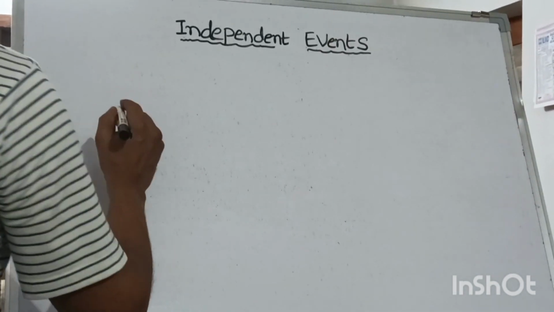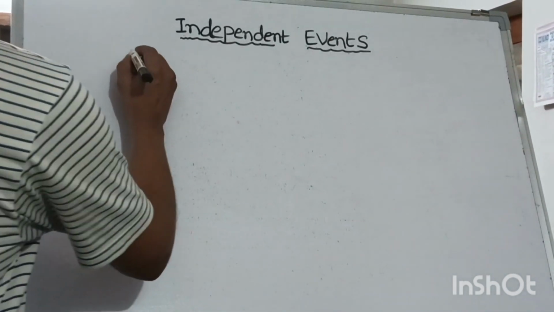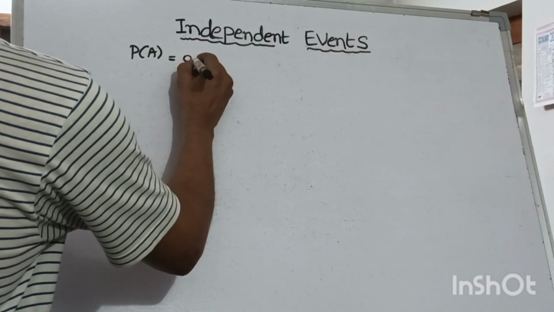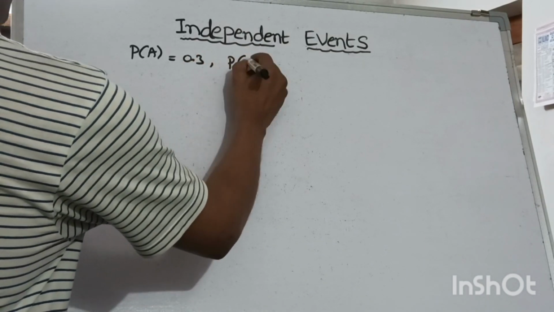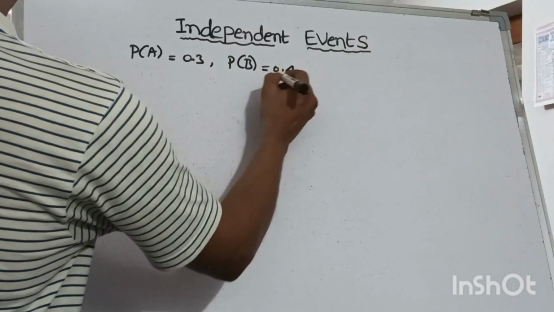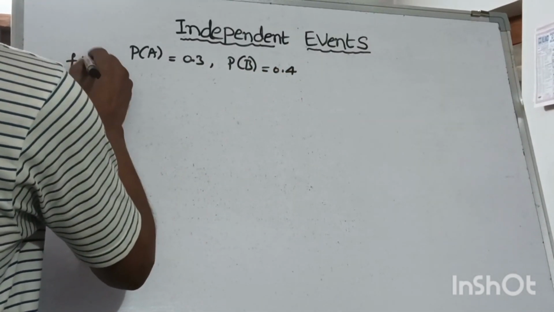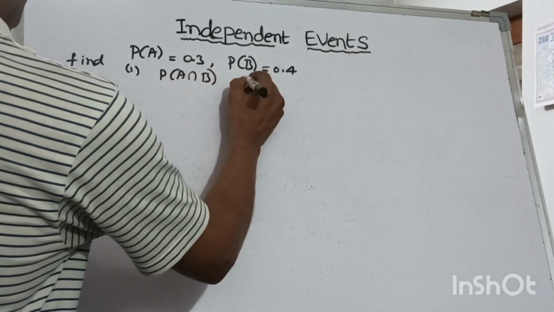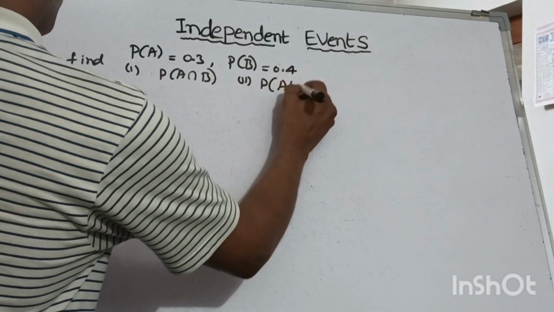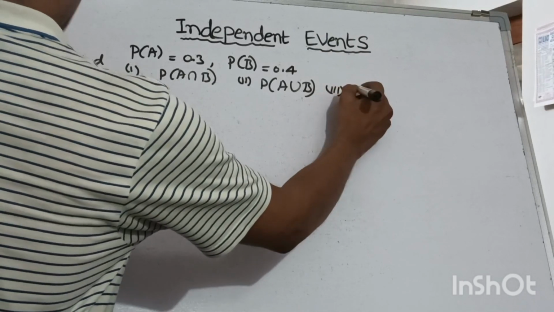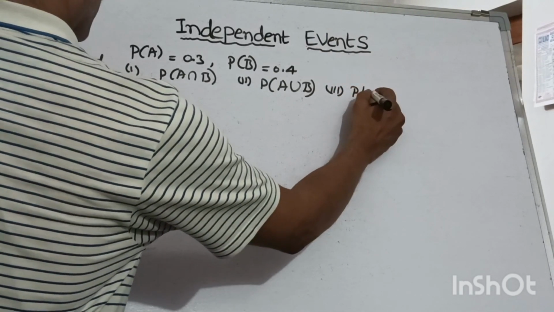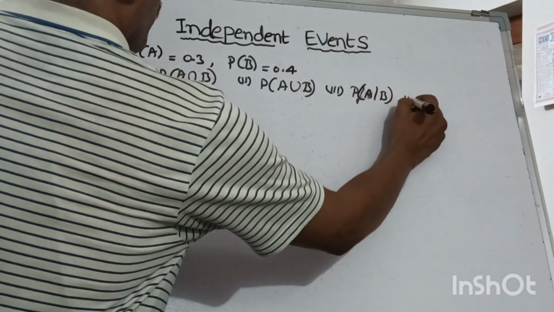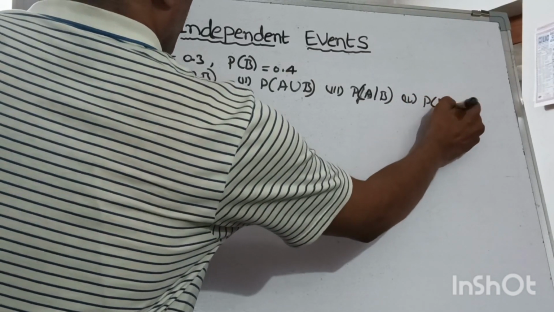Next problem. If A and B are independent events and probability of A equal to 0.3 and probability of B equal to 0.4, find: first, probability of A intersection B; second, probability of A union B; third, conditional probability of event A given B has occurred; fourth, conditional probability of event B given A has occurred.